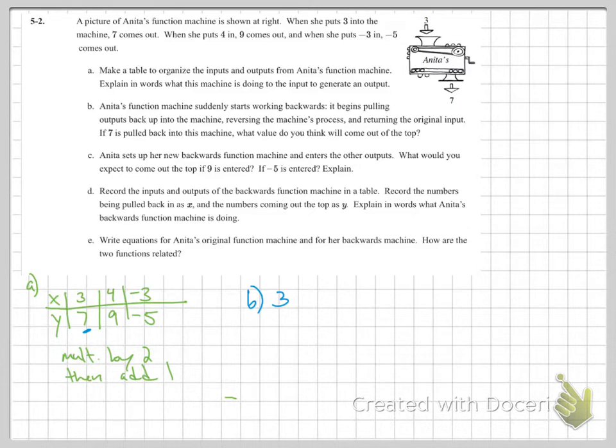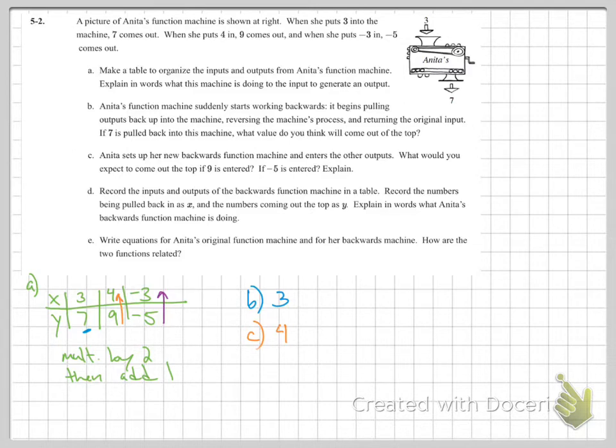C, Anita sets up her new backwards function machine and enters the other outputs. What would you expect to come out at the top if 9 is entered? So look at what we've done so far. What do you expect to come out if 9 goes back into the backwards machine? Well, backwards up the table from 9, it must be 4. Then -5. If you put -5 in, it must give you -3.